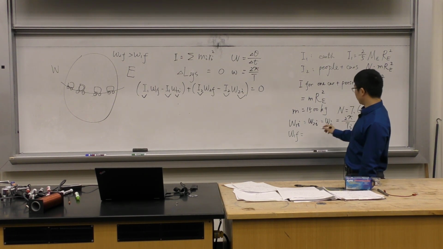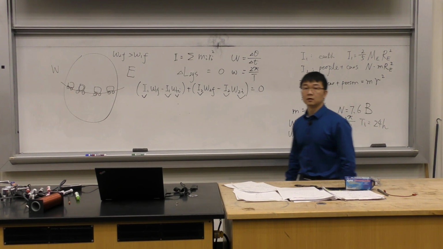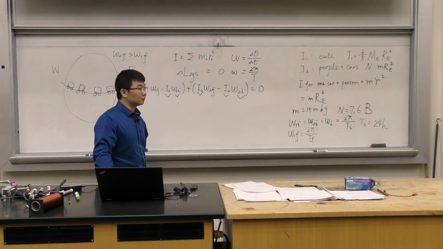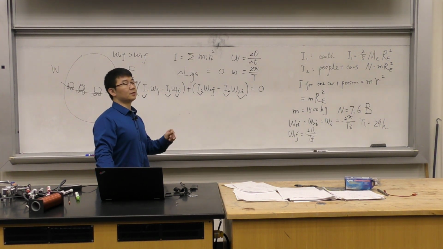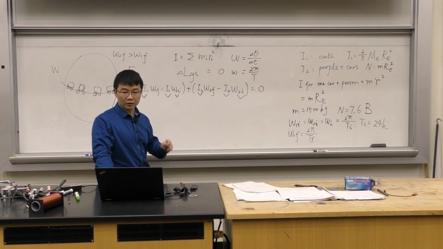Well, that's still 2 pi over TF. Okay? Then what is TF? That's going to be the final period of I1. What is I1? Oh, Earth. So that means I want the final period of the Earth. What is the final period of the Earth?